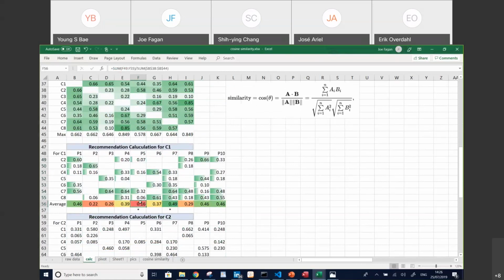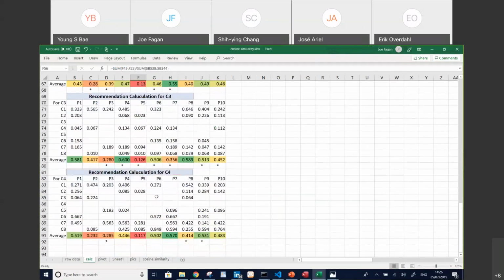So of the products that C1 has not purchased, this is by far the favorite product. This is the least favorite. Well, there's only 2. If I jump down to C4, for instance, C4 did not purchase this product, or this product, and this is the favorite product for C4. And that's it. That's how we do it.